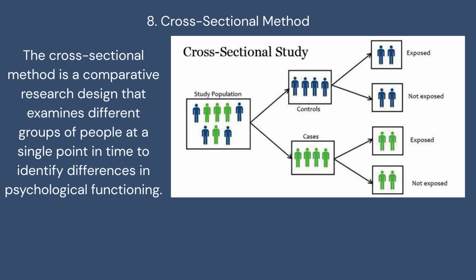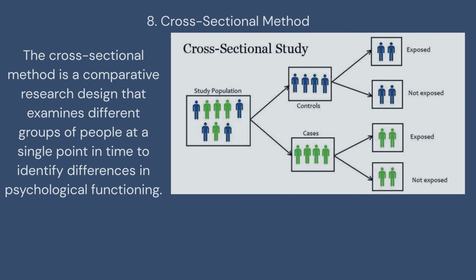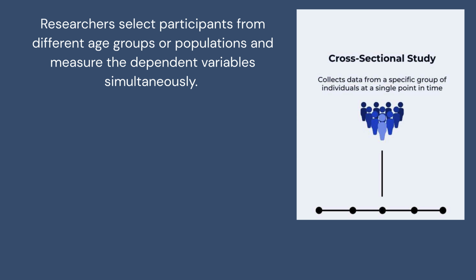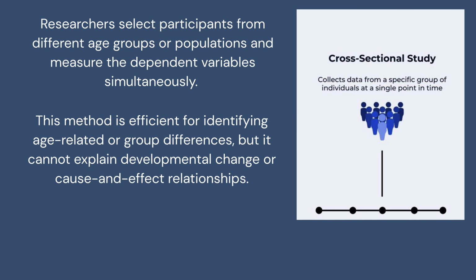8. Cross-Sectional method. The cross-sectional method is a comparative research design that examines different groups of people at a single point in time to identify differences in psychological functioning. Researchers select participants from different age groups or populations and measure the dependent variables simultaneously. This method is efficient for identifying age-related or group differences, but it cannot explain developmental change or cause and effect relationships.